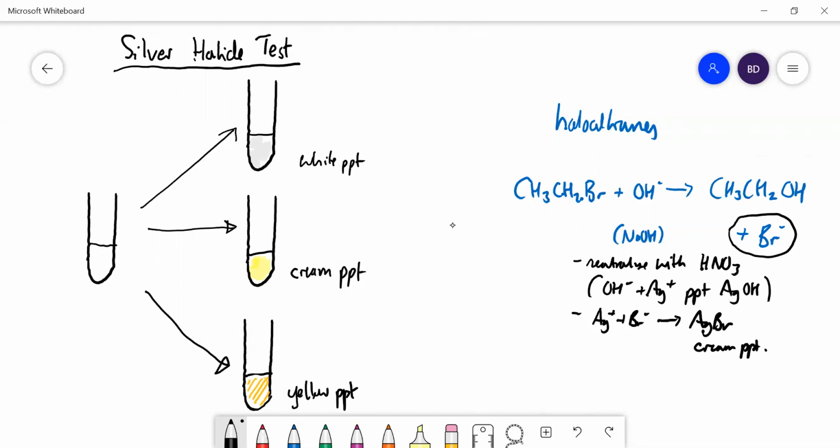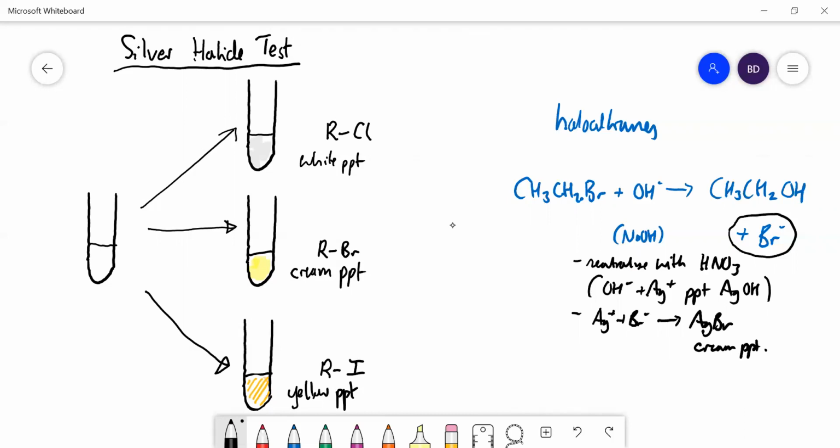Now it also works for the other halides. So if you did it with a chloroalkane, if you have RCl, you'll get a white precipitate. If you have a bromoalkane, you'll get the cream precipitate. And if you have an iodoalkane, you'll get a yellow precipitate.